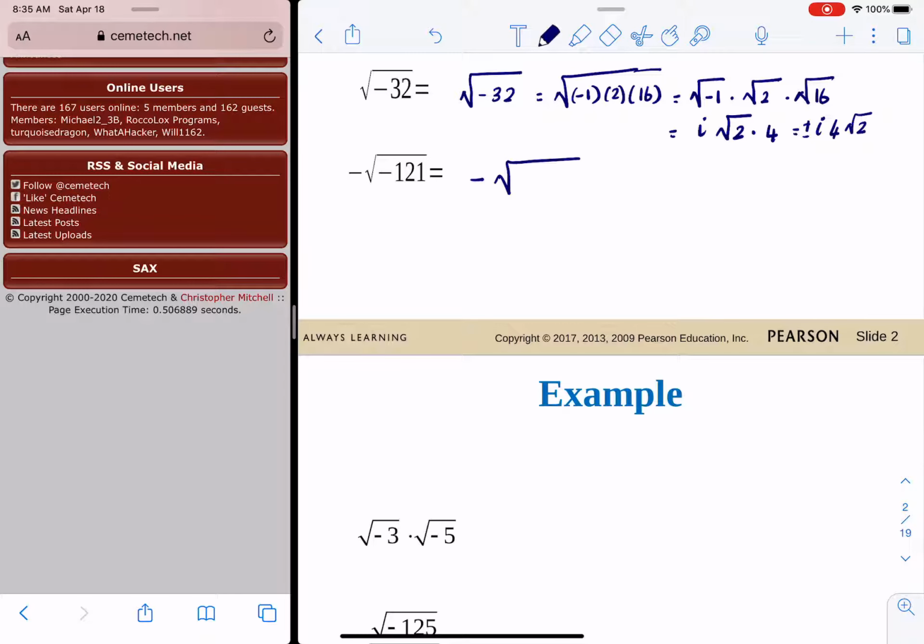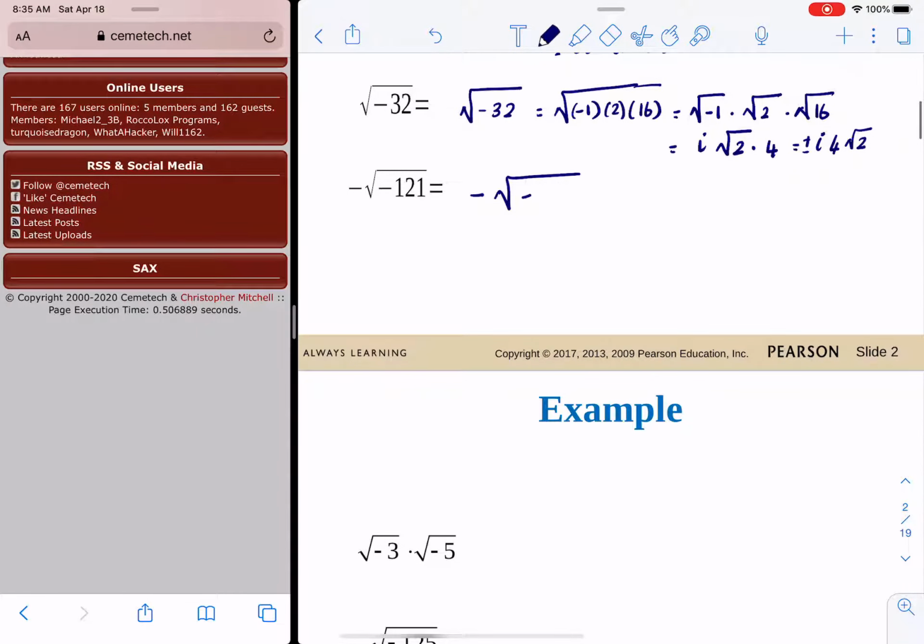Same applies here. I could write this as the square root of negative 1 times 121. 121 is a perfect square to begin with, so we could split it up and write it as the square root of negative 1 times the square root of 121. So we have i times 11, and plus or minus.